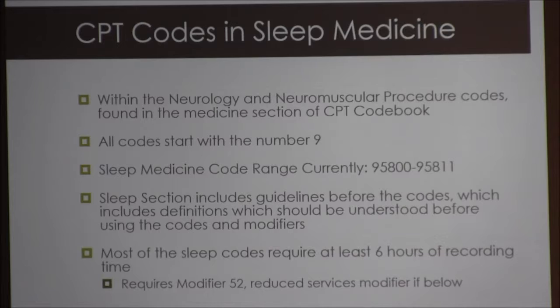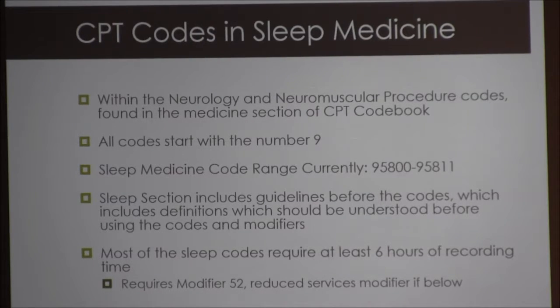Okay, so CPT codes in sleep medicine, they're usually found in the neurology and neuromuscular procedure code section, and that's within the medicine section of the CPT code book. All of our codes start with 9. And within the realm of sleep medicine, the codes are 95800 to 95811. So the sleep section includes those guidelines, those specifics as to when to use which code, what the definitions are for each of these codes, and the modifiers that are inside as well.